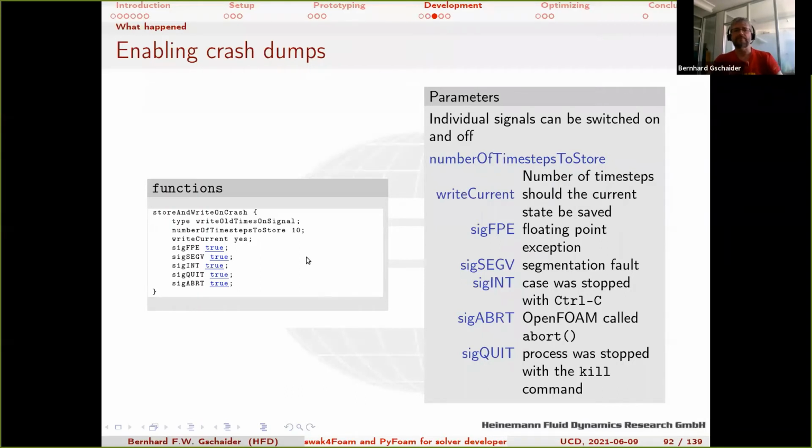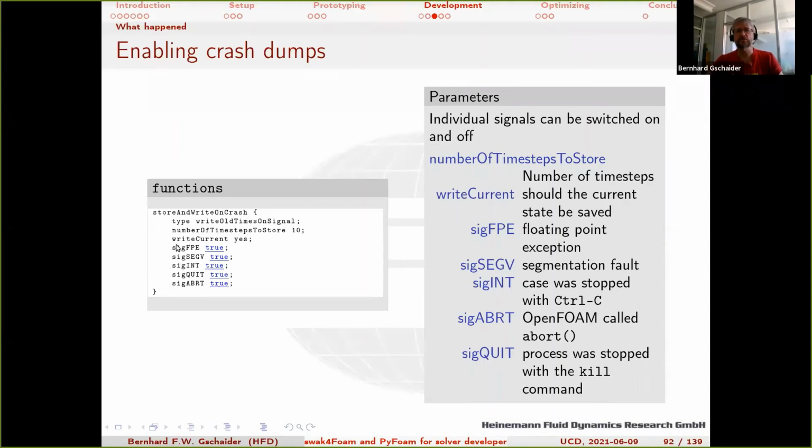So that is how that would be enabled in a solver. Basically, you say, okay, write all the time. You specify here, write all times on signal. That's the type of the function object. Then you say, okay, store 10 time steps. I'm going to talk about the number of these time steps. Don't go overboard with it.